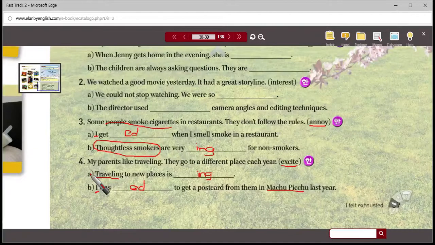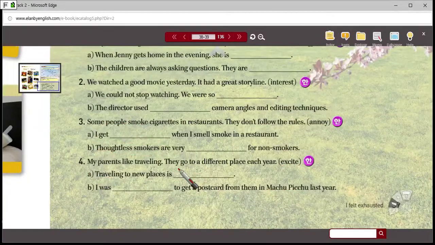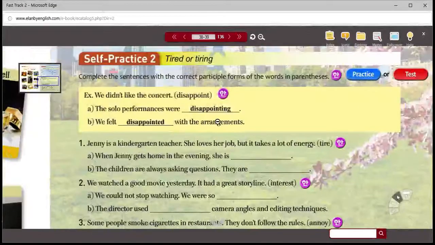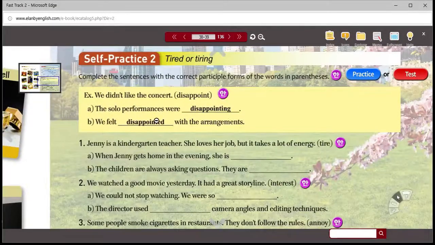Okay. So I hope that was helpful, and it'll help you with distinguishing different adjective forms when describing. Again, the solo performances are the cause, and we are the effect. Okay, I'm going to pause it again, and then we're going to start again at the next speaking activity on page 40.